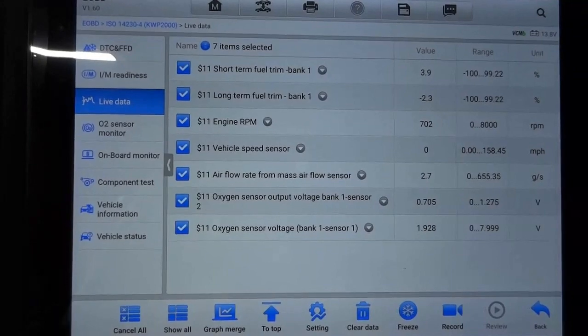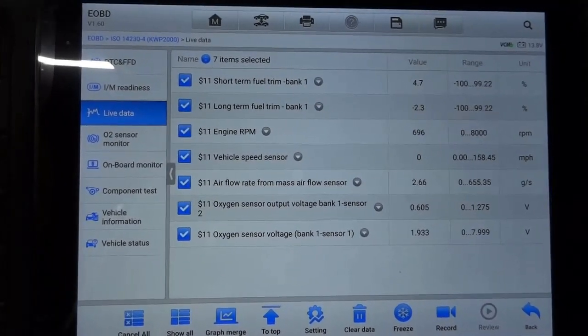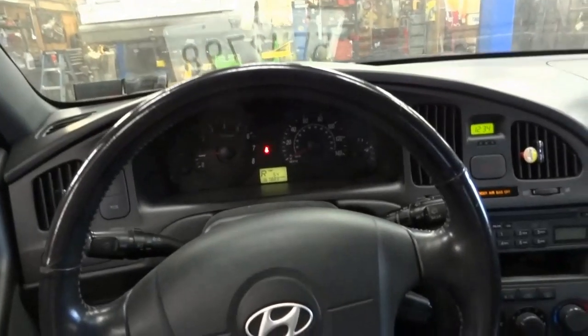Let's see if we will be able to drive this vehicle over 35 miles an hour. So I'm gonna put the scan tool over here on the passenger seat. So let's drive this out of the shop.